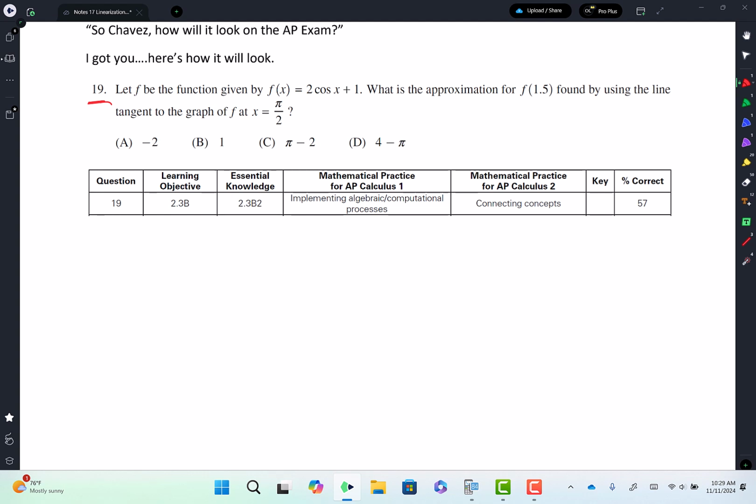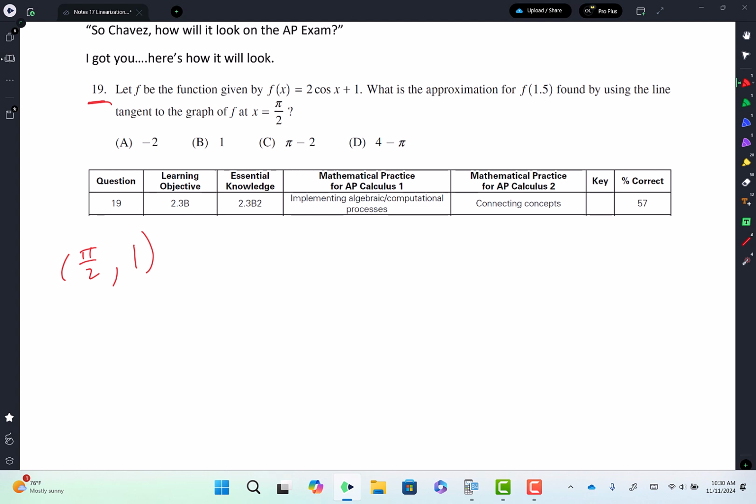Let f be the function given by 2 cosine x plus 1. What is the approximation for f of 1.5 found using the line tangent to the graph at x equals pi over 2? I need a tangent line. Point and slope. If x is pi over 2, you need a little bit of pre-cal. Cosine of pi over 2 is 0, and 0 plus 1 is 1. So your point is pi over 2 comma 1.